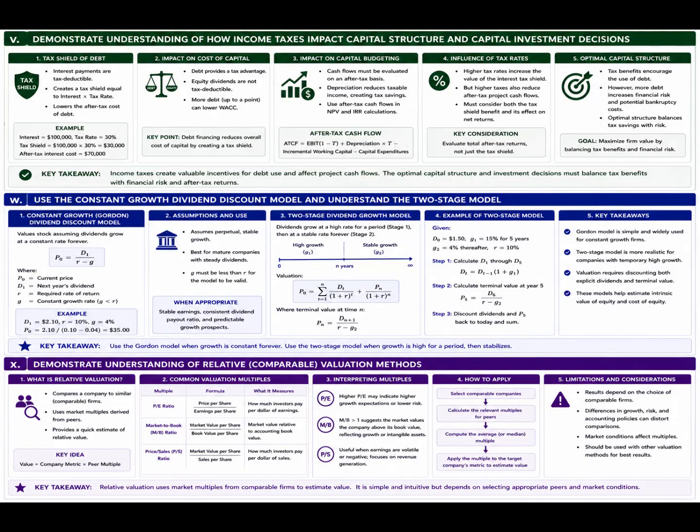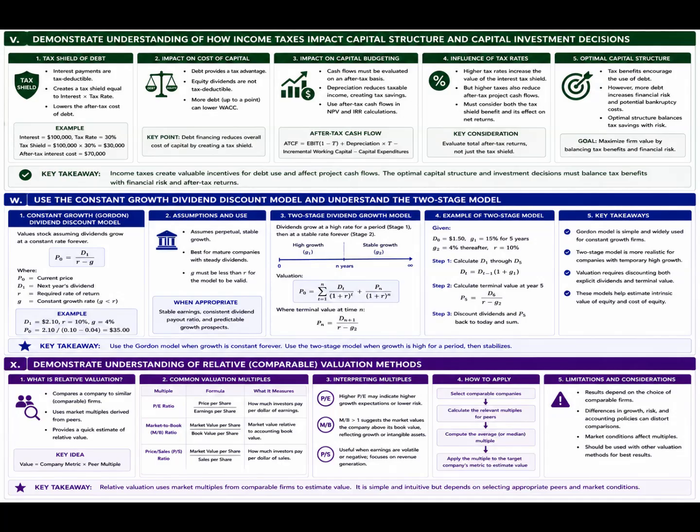W. Use the constant growth dividend discount model and understand the two-stage model. The constant growth dividend discount model, Gordon growth model, values stock as price equals D/(R minus G), where D is next year's dividend, R is required return, and G is constant growth rate. The model assumes perpetual, stable dividend growth. It is most appropriate for mature companies with predictable earnings and payout patterns.